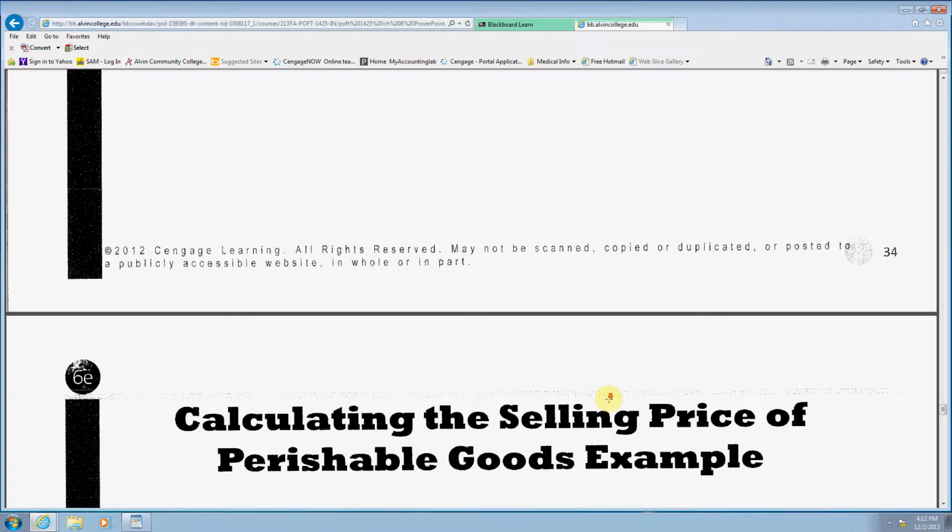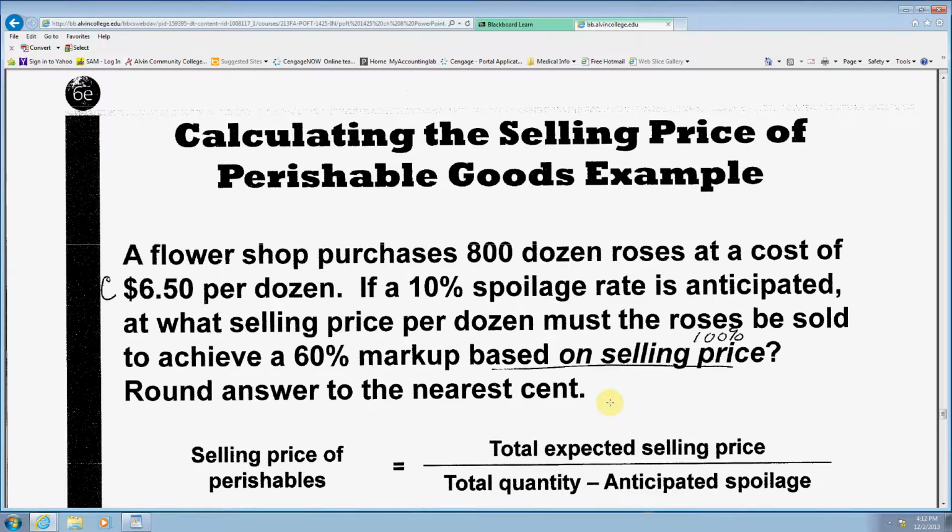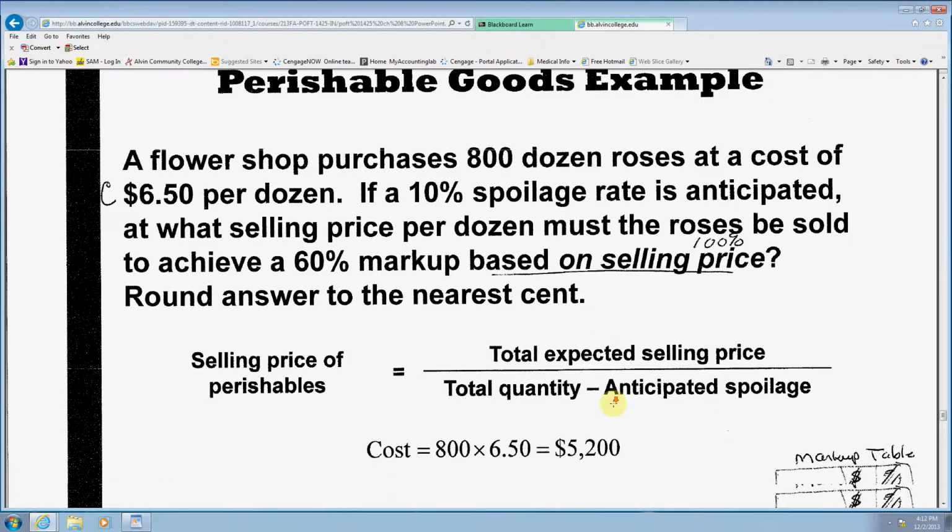So we have a flower shop that purchased 800 dozen roses at a cost of $6.50. If a 10% spoilage rate is anticipated, at what selling price per dozen must the roses be sold to achieve a 60% markup based on selling price? So that's 100%. So there's our formula.